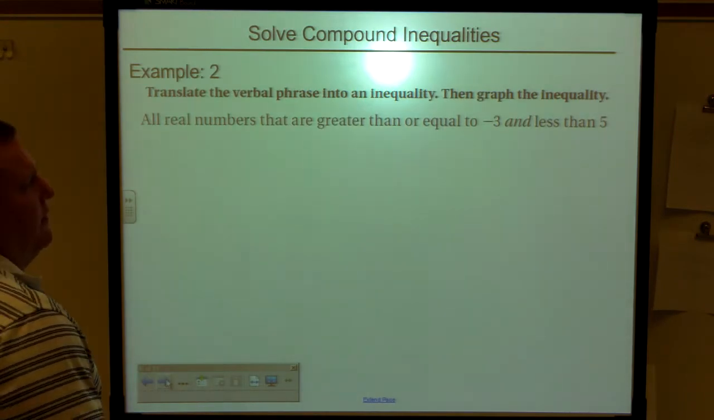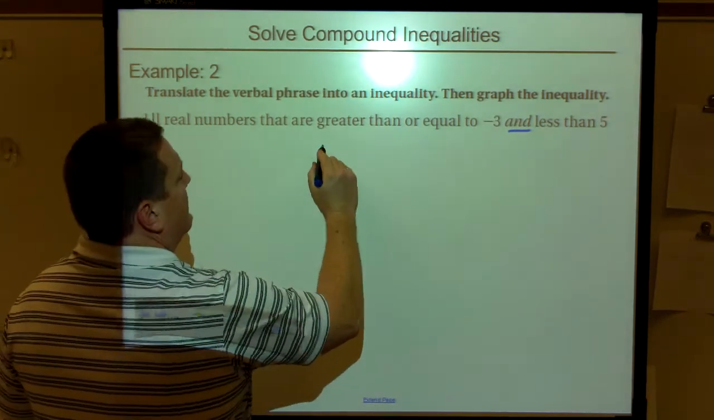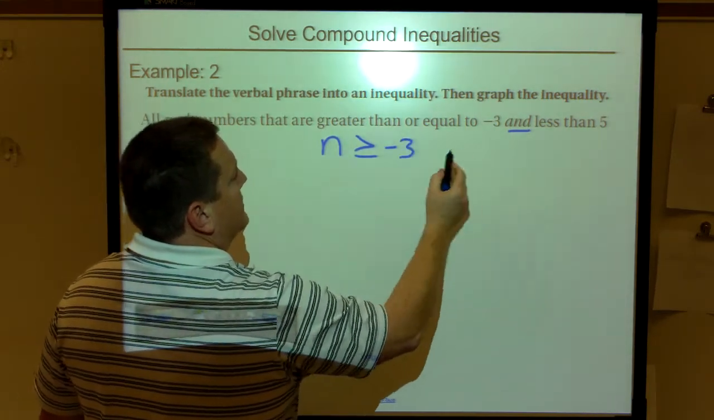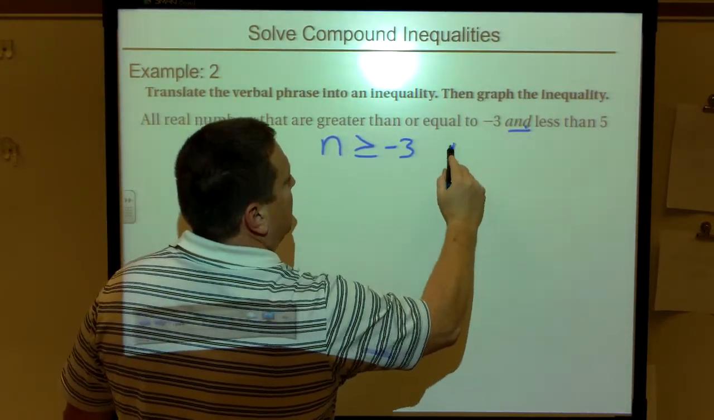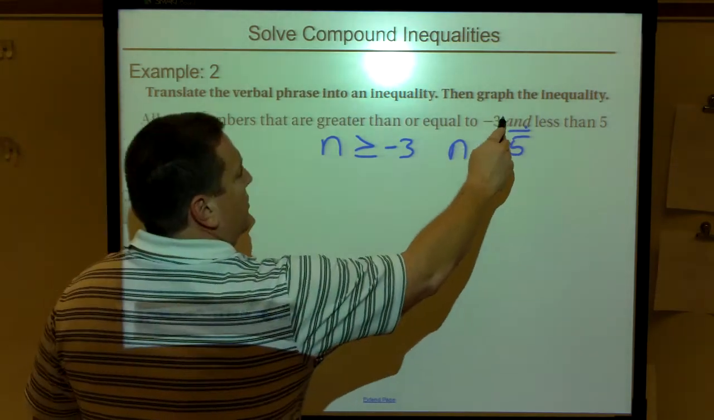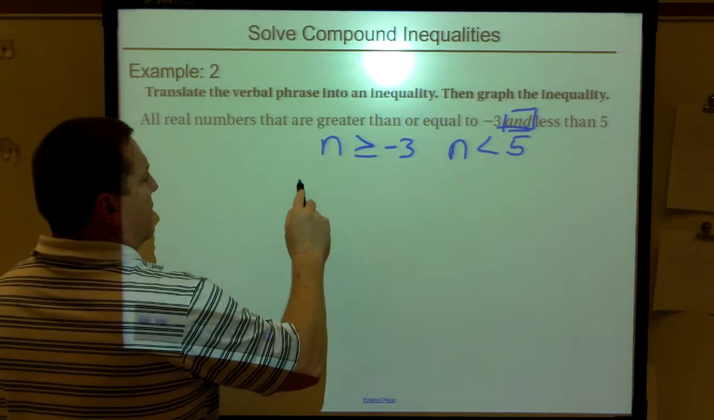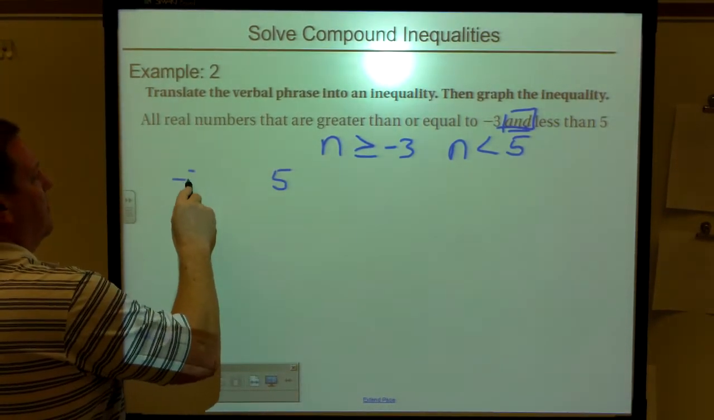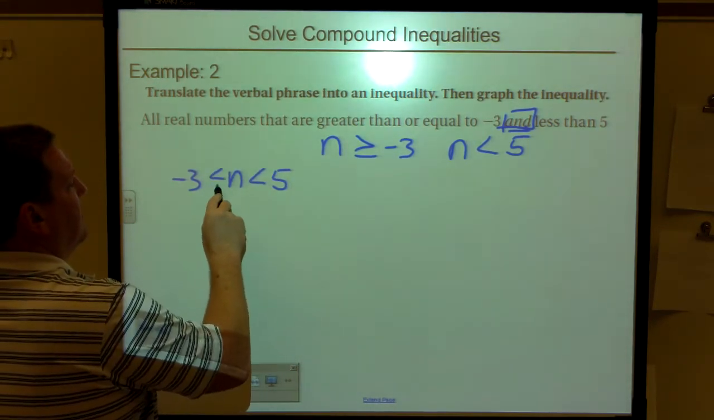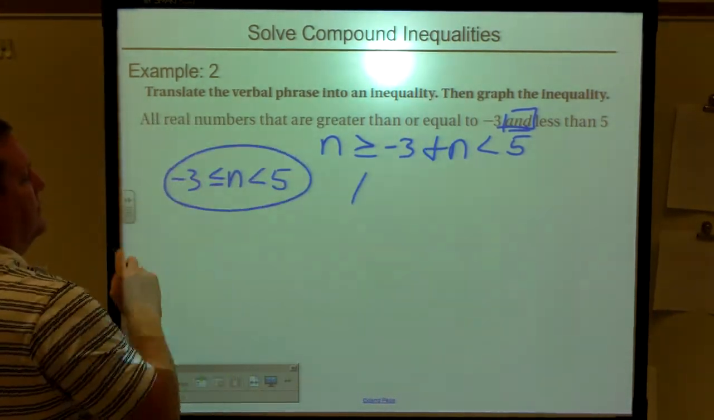Translate into an inequality, then graph. This one's using the word and. So all real numbers, let's use n again. N greater than or equal to -3 and less than 5 means n is less than, not -5, +5. Now since it's using the word and, I could write this as a single compound inequality. Put the bigger number on the right-hand side, put the smaller number on the left, and n in between. N is less than 5 and greater than or equal to -3. So I can rewrite this because of the word and like that.